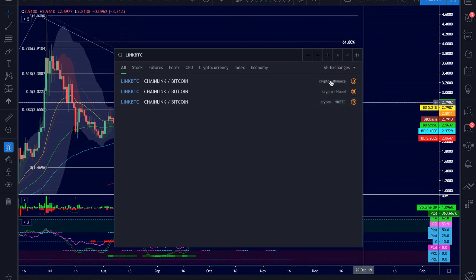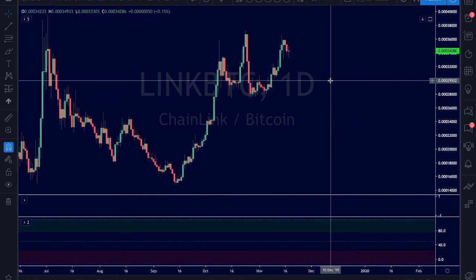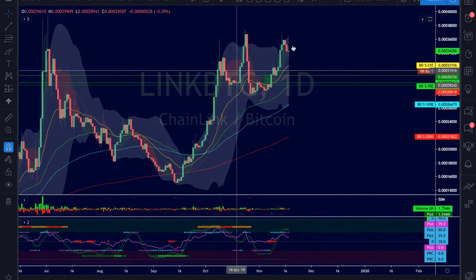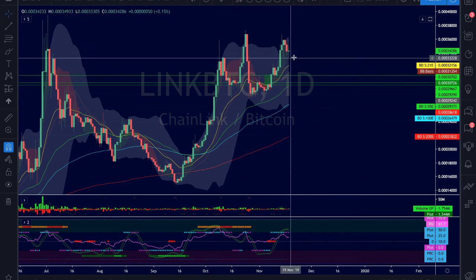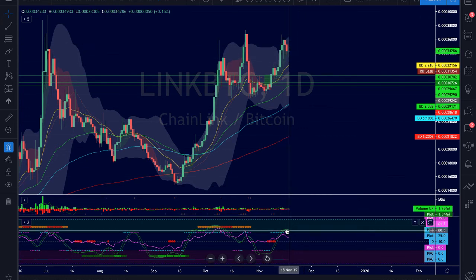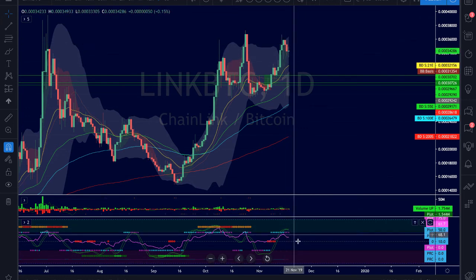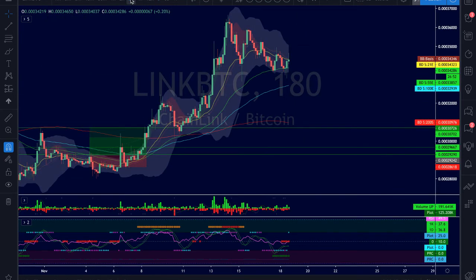If I take a look at Chainlink versus Bitcoin, you can see here that we are basically being rejected at resistance at about 36,000. We are consolidating here, which is nice. It does look like the daily stochastics are going to start moving to the downside. But again, let's take a look at the 3-hour and see what it looks like.